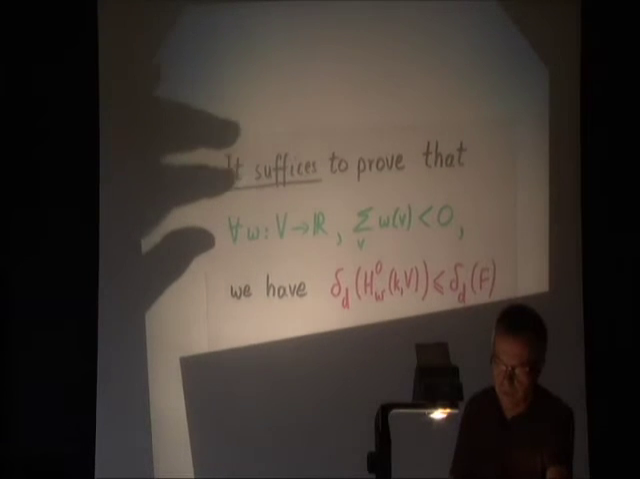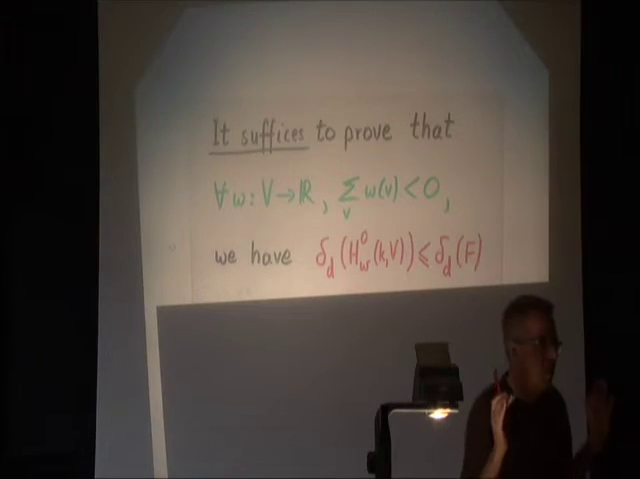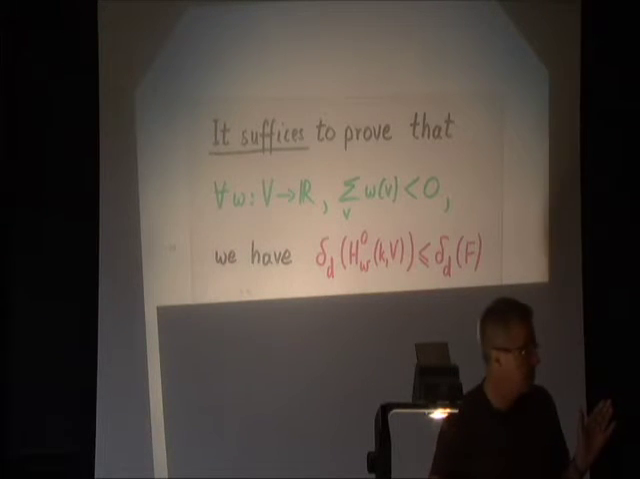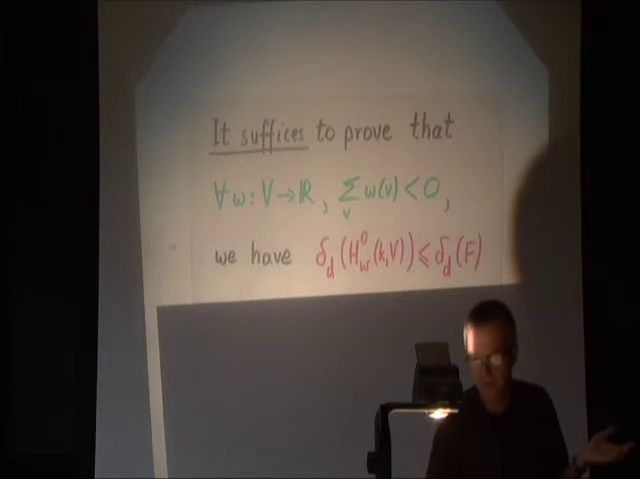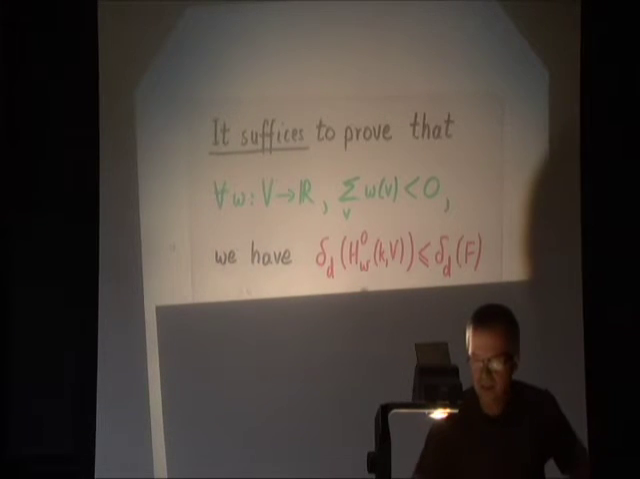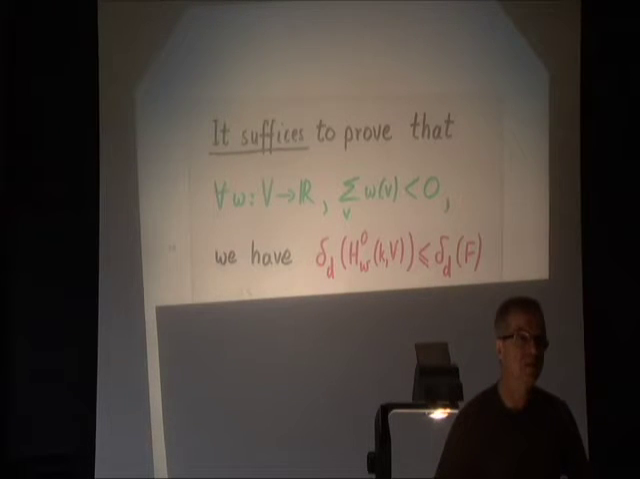So it suffices to prove that, in fact, for every, now we don't even have a hypergraph to start with. We have just a weight function which assigns real numbers to this set of vertices. There are no edges yet. The total has to be less than 0. And we define this hypergraph where we include as edges everything which sums up to at least 0. And we want to show that the d-degree of that hypergraph is not too big. That would make us happy.